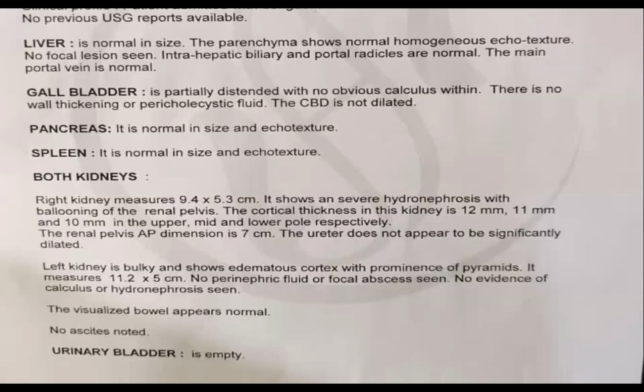The right kidney measures about 9.4 into 5.3 centimeters. There is severe hydronephrosis with ballooning of the renal pelvis. The cortical thickness in this kidney is 12 mm, 11 mm, and 10 mm at the upper, middle, and lower pole. The renal pelvis AP dimension is 7 centimeters. The ureter does not appear to be significantly dilated.